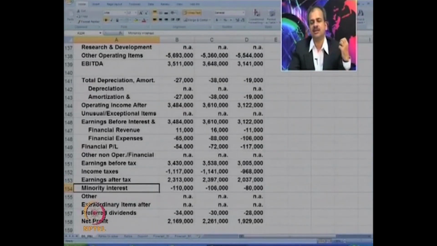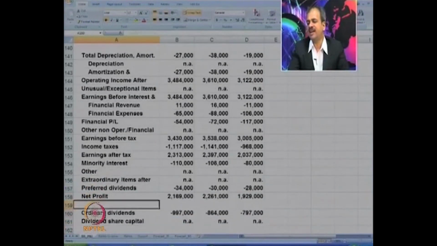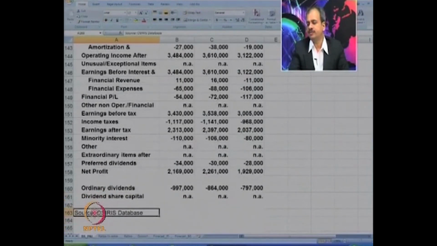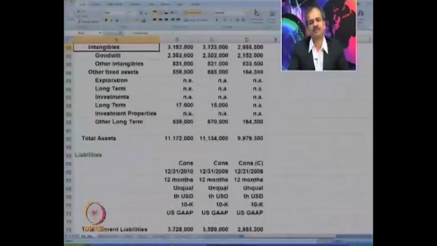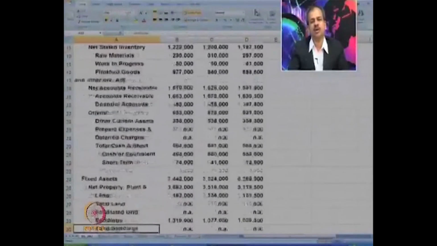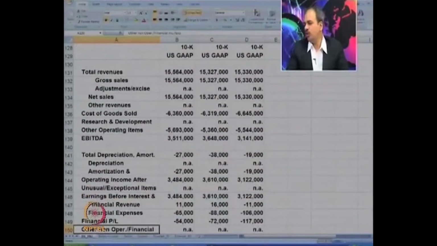From that again minority interest is deducted. This represents the profit which is payable to the outside shareholders in case of subsidiary companies. Finally, we get net profit attributable to the owners. Okay, followed by ordinary dividend. This is taken from Osiris database, an international database. So are you able to view the whole thing? It's a longish balance sheet because a detailed format is given showing the whole of assets, liabilities and also the data from income statement. Now let us try to do important ratios.